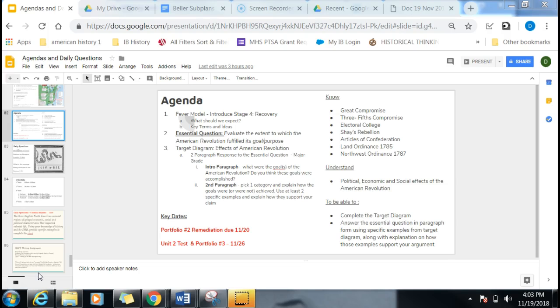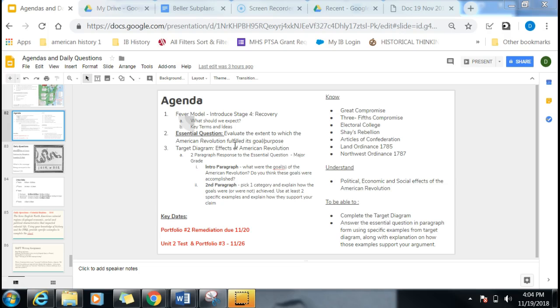You should be able to understand the political, economic, and social effects of the American Revolution, and you should be able to complete the target diagram using your blue textbook. You should be able to answer the essential question in paragraph form using specific examples from the target diagram, along with an explanation of how those examples support your argument. So the essential question here is: evaluate the extent to which the American Revolution fulfilled its goals and purpose.